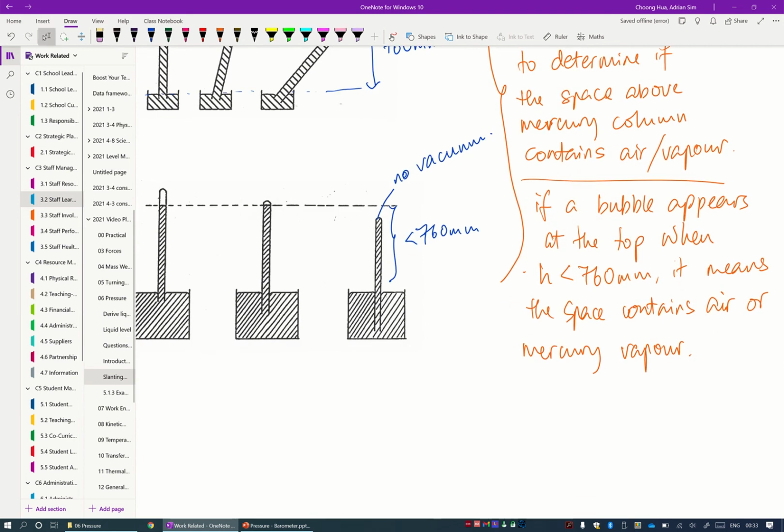What it means is that when you raise it back to the vertical height of 760 mm, you will not get atmospheric pressure. So that's all it says. That's all it does.